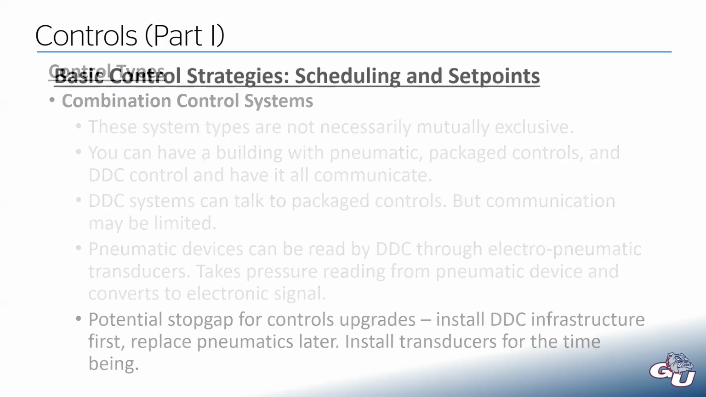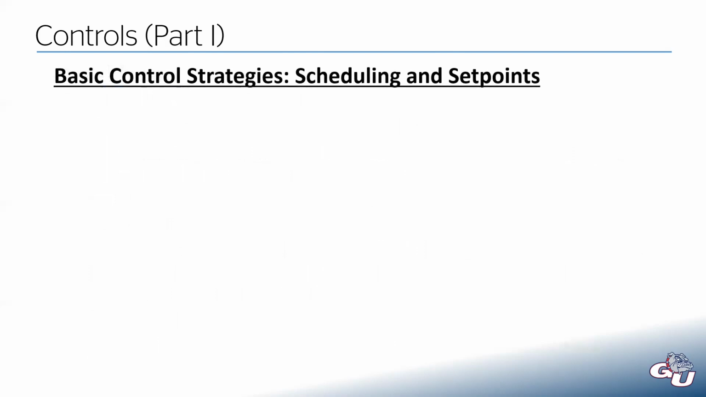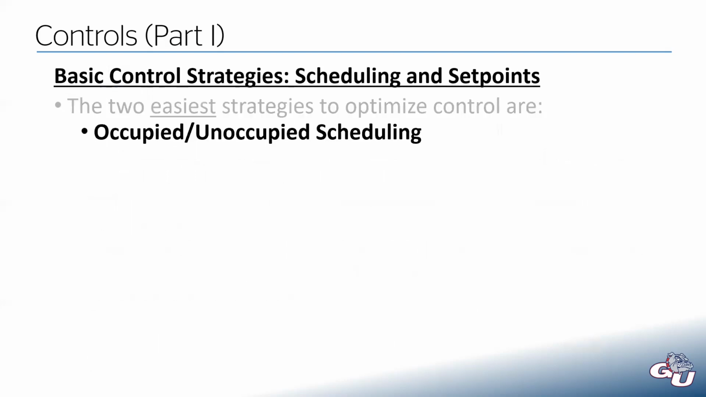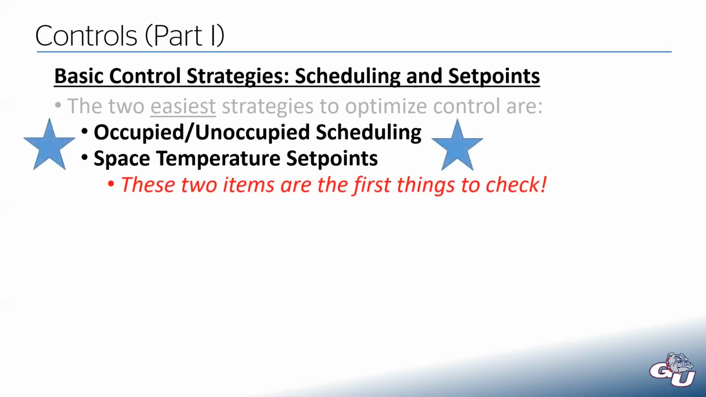So let's talk some basic control strategies: scheduling and set points. The two easiest strategies to optimize control are based on these two things: occupied/unoccupied scheduling and space temperature set points. If you were to look at any control system, these would be the two prime things to check for.